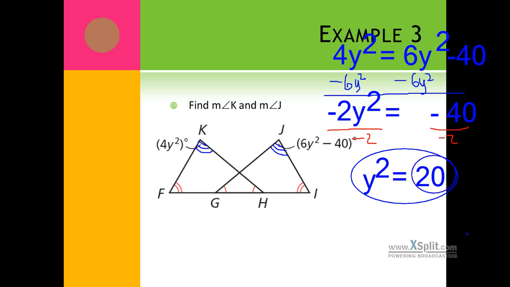I don't want a funky decimal for this problem, so instead, rather than doing the square root, I'm going to realize that both of my equations have y squareds anyways. And I'm just going to plug in the y squared anyways. In this right one, we're going to have 4 times y squared, which is 20. 4 times 20 is 80. And on the other side, we have 6 times 20, which is 120, minus 40 is also 80. Both those angles match up. They're equal to each other. We must have done this problem correctly.